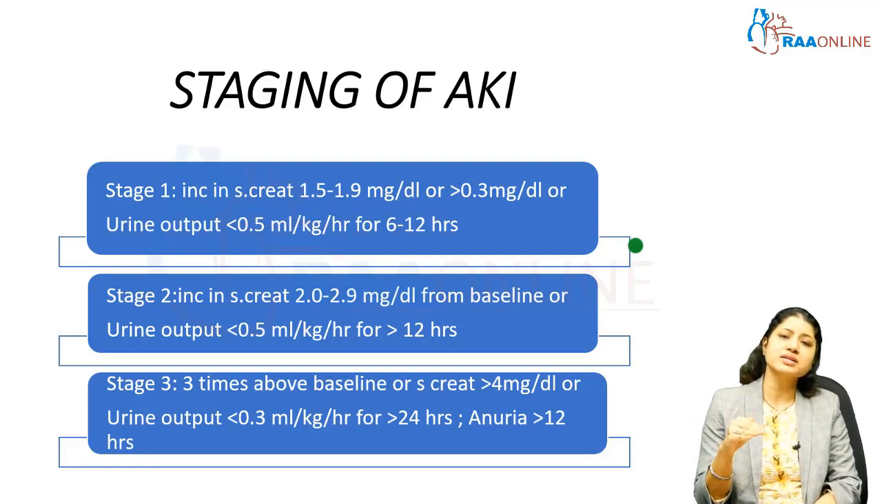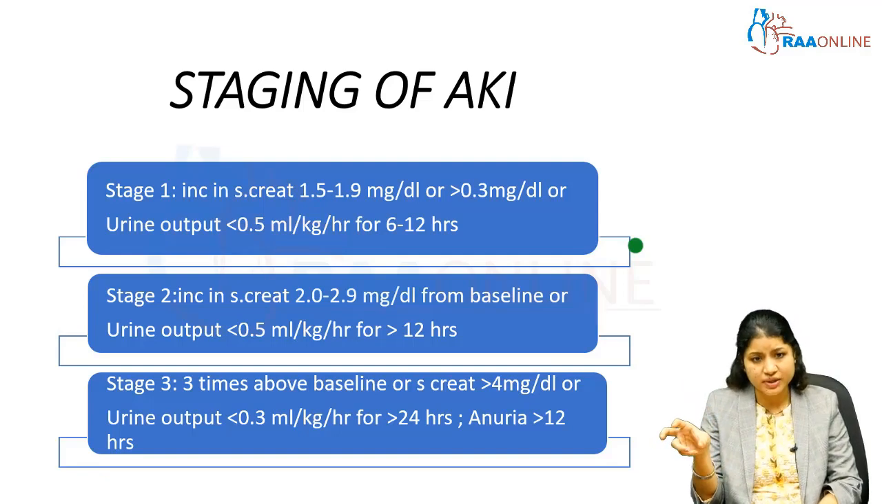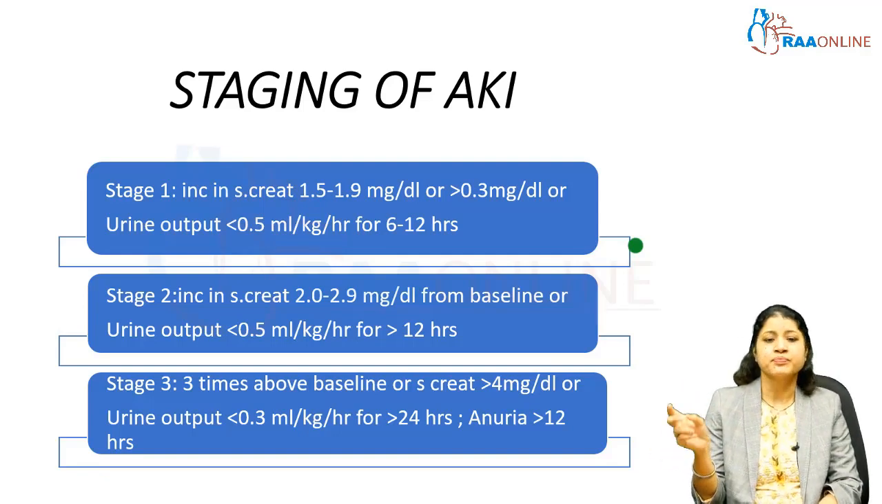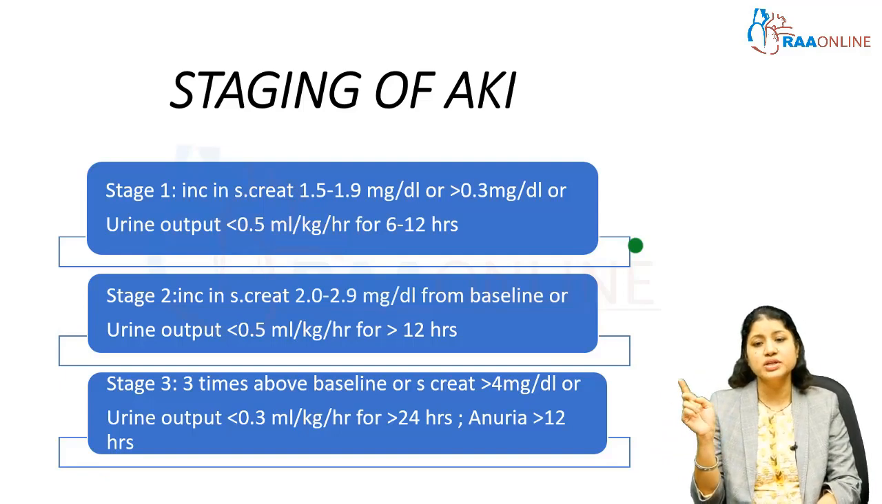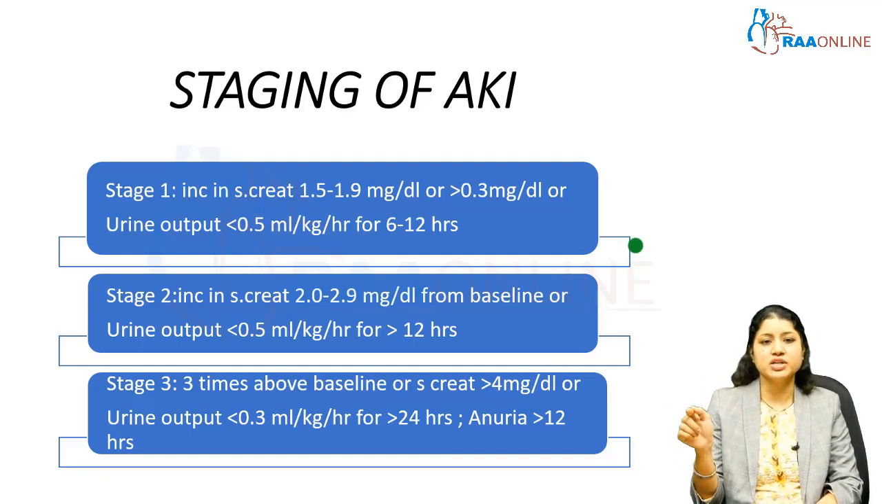If the creatinine is increased to 2 to 2.9 milligram per dL from the baseline, or there is a drop in the urine output to less than 0.5 ml per kg per hour for more than 12 hours, that is stage 2. Stage 3 is a 3 times increase in the serum creatinine value above your baseline, always remember above your baseline, or a serum creatinine value of more than 4 milligram per dL, or a decrease in the urine output to less than 0.3 ml per kg per hour for more than 24 hours, or an anuria, that is total renal shutdown, for more than 12 hours.